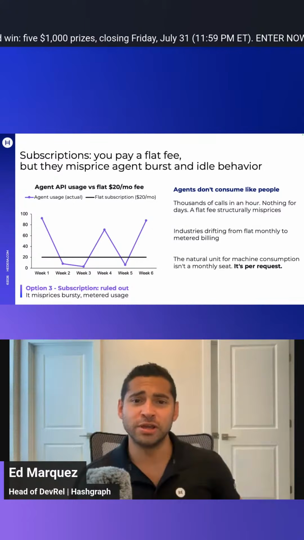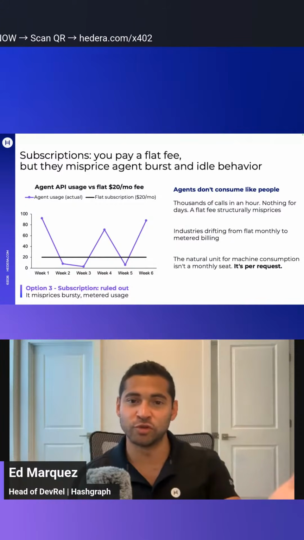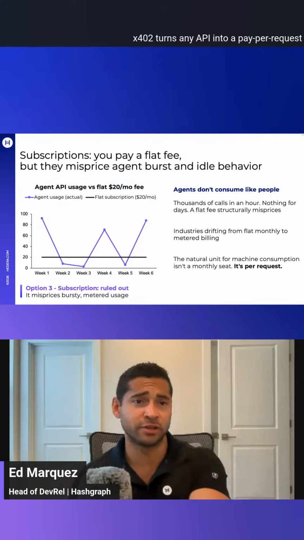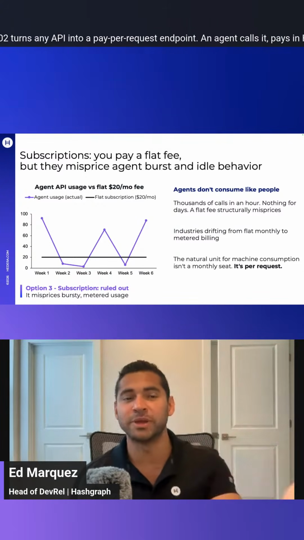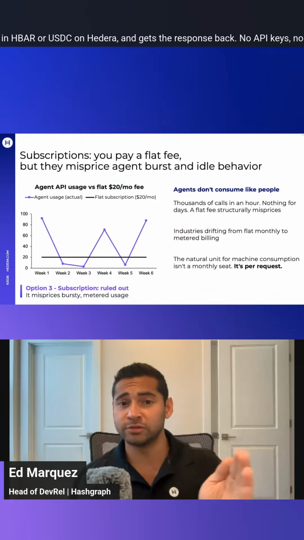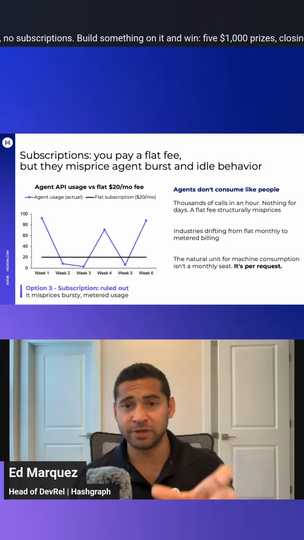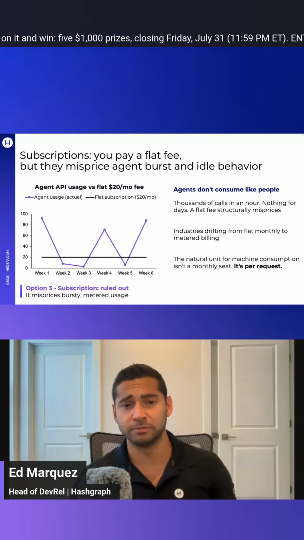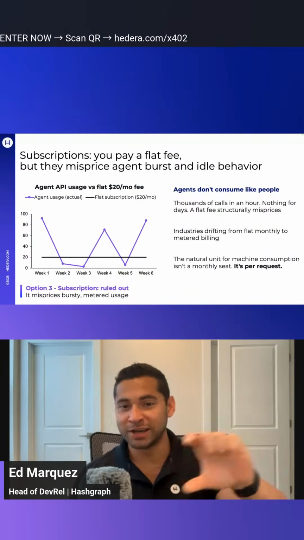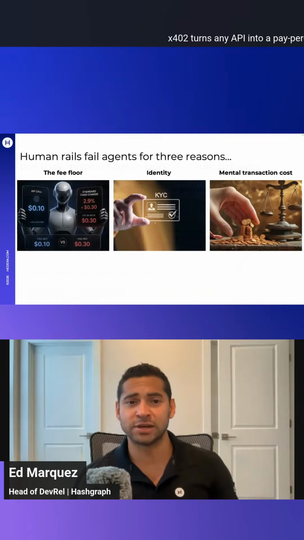And then moving on to option 3, say we just charge a flat monthly subscription, right? That breaks too, because agents don't consume like people. They're going to fire thousands or hundreds of requests in an hour, and then maybe nothing for days or weeks. So a flat fee fundamentally misprices that, right? That's why we're seeing many industries already drifting towards usage-based fees and billing, as opposed to just a monthly flat fee. I think that makes a lot of sense, because the natural unit for machine consumption is not a $20 subscription or a monthly seat, but per request. That's what's driving that shift.